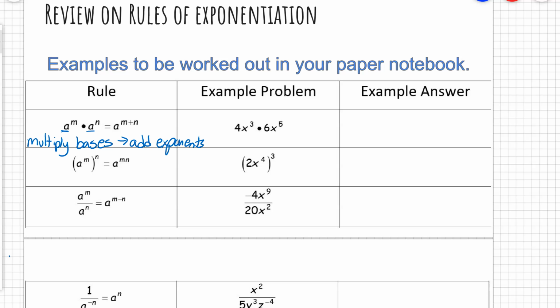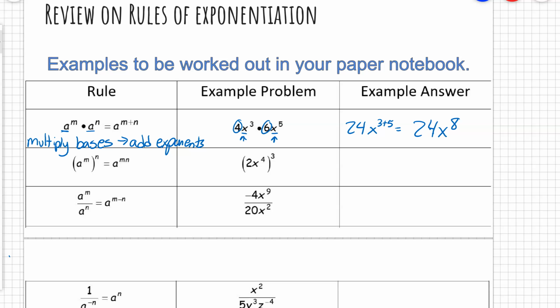All right, so notice how the bases of x are the same. The coefficients 4 and 6, we just multiply those together. So 4 times 6 is going to give us 24. But what we're really looking at is the x values. So those are the same. We can go ahead and add 3 plus 5, and that's going to give us 24x to the 8th. And that is when the bases are the same.